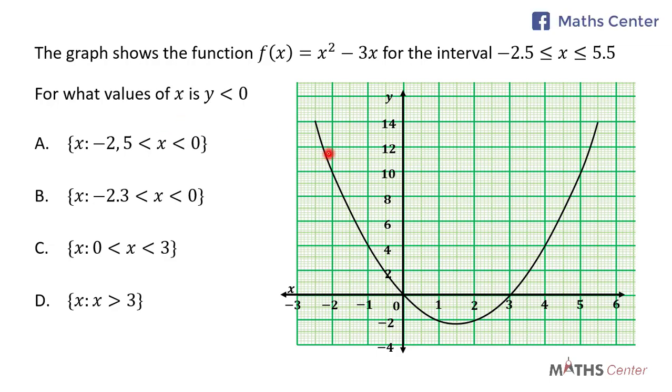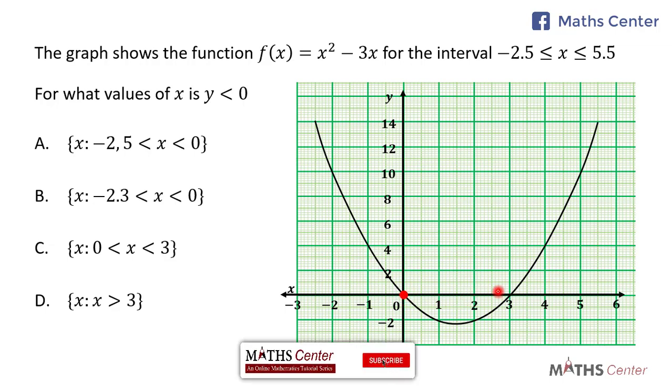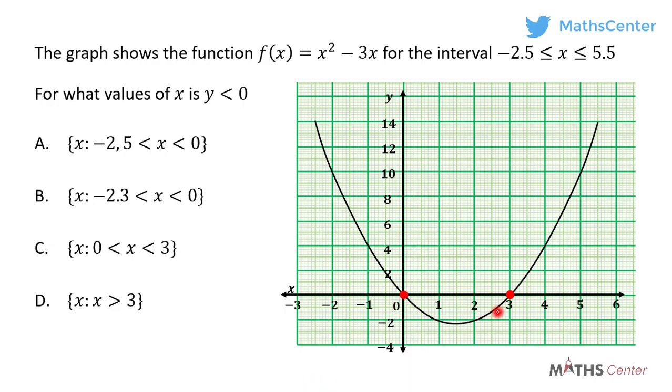The question wants us to use the graph to find the values of x for which y is less than 0. That is, the values of x for which y is negative. On our graph sheet, we can see that the first x-intercept is at this point, and the second one is also at this point. The x-coordinate here is 0, and the x-coordinate here is 3. Now let's look at something.